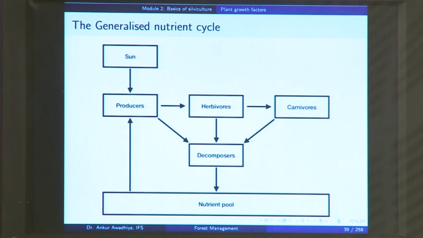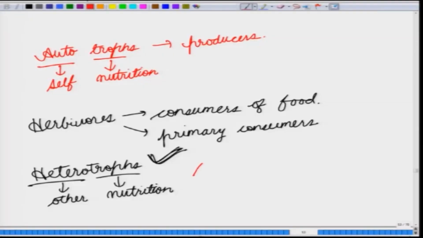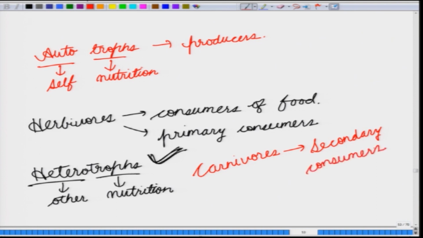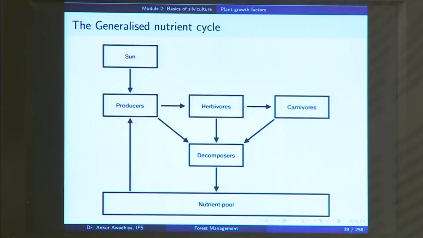Now, carnivores in turn are also heterotrophs. They also cannot make their own food. They are dependent on other organisms, in this case the herbivores, for their food. So, they are also heterotrophs. When we look at the carnivores, these are the secondary consumers, because they are not the first one to consume. The first one to consume were the herbivores, and these are consuming the herbivores. So, they are the secondary consumers.